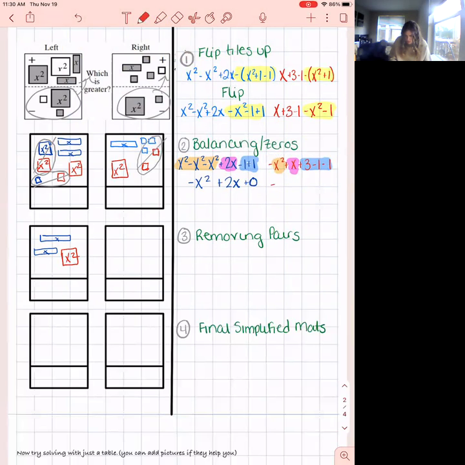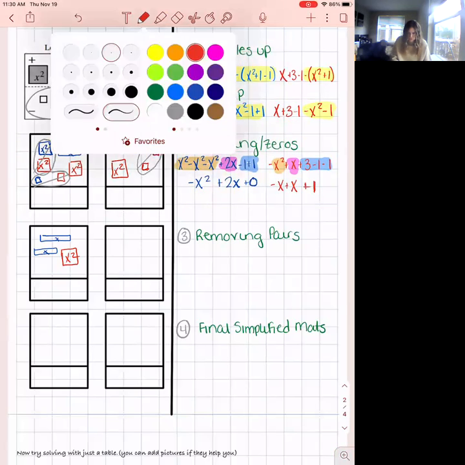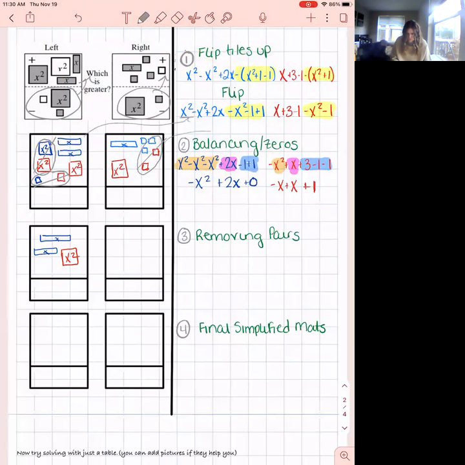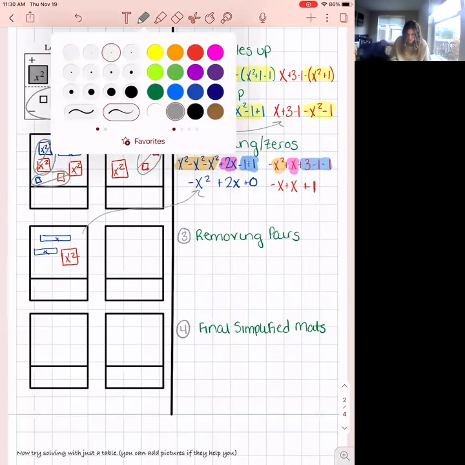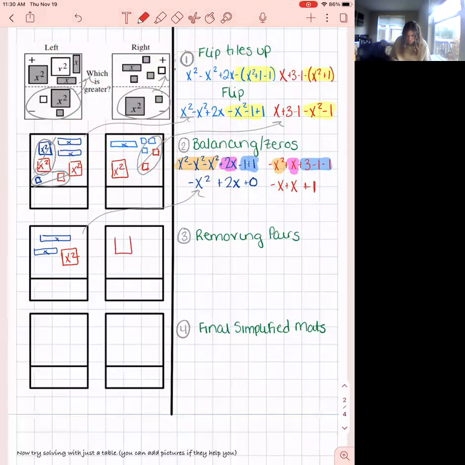Okay, so I still have negative x plus x, and 3 minus 1 is plus 1. And again, our pictures should match. This picture matches, this picture matches here, this picture matches, and when I redraw, I have a red x squared, and I have a blue x and a blue unit that should match that.